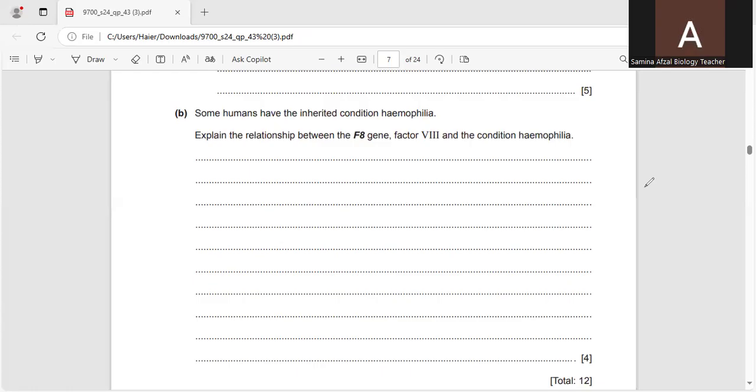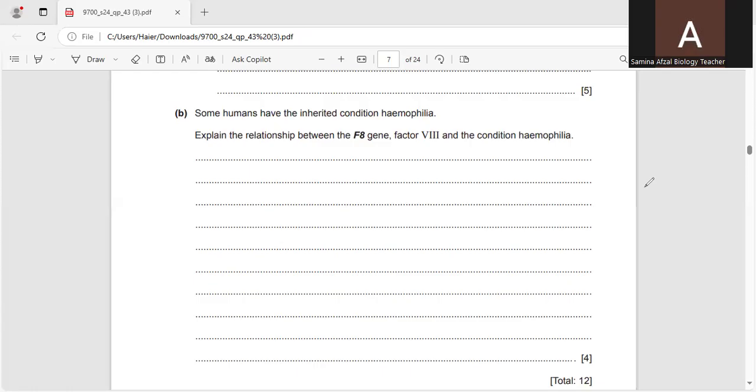The severity of hemophilia depends on the level of factor 8 deficiency. Individuals with severe hemophilia have very low levels of factor 8, leading to frequent and severe bleeding episodes. Those with moderate hemophilia have slightly higher levels of factor 8, and bleeding episodes are less frequent and less severe. Mild hemophilia is characterized by even higher levels of factor VIII, and bleeding episodes are usually only triggered by major injuries. So, in this way, they are all related to one another.